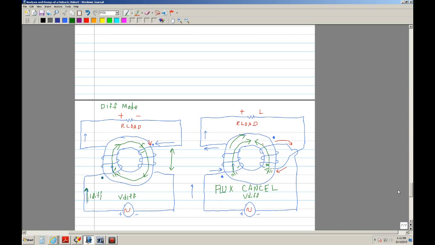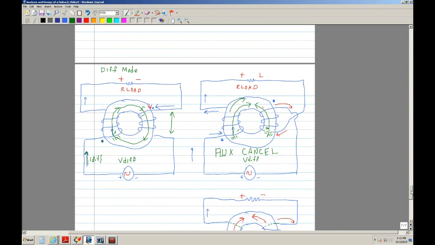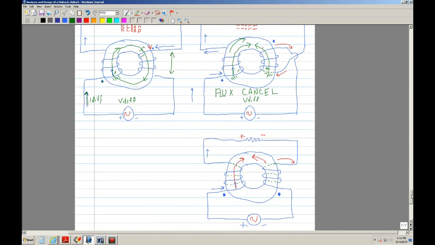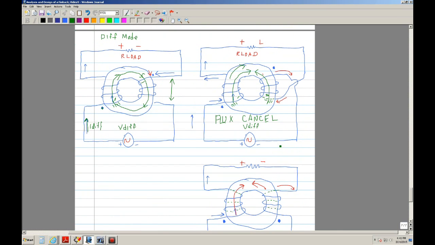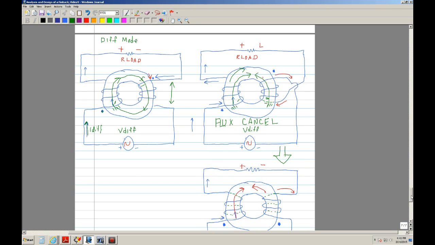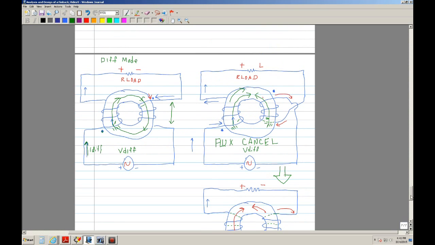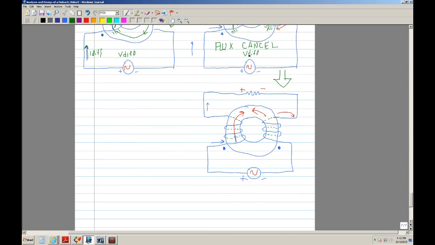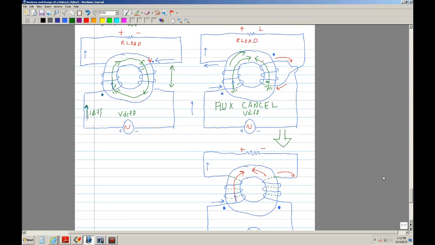Okay, so let me go ahead and you can redraw this like so. This would be what is called a common mode.